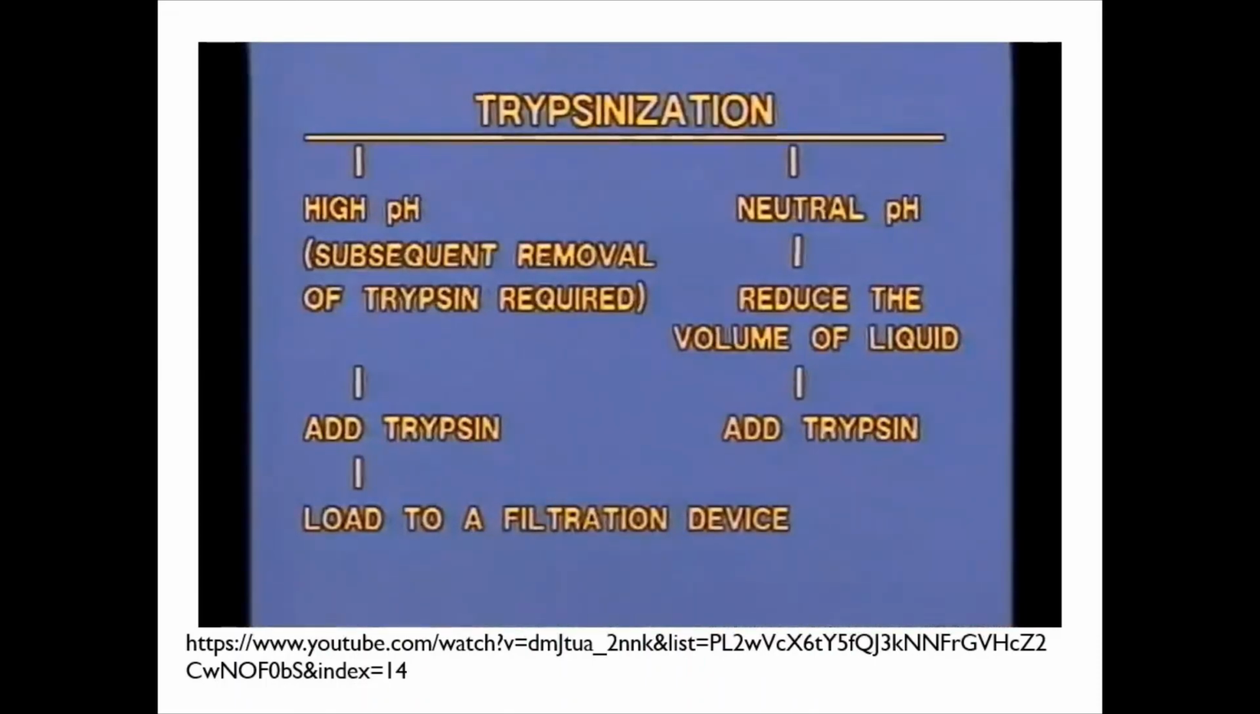How trypsinization is carried out is dependent on the pH of trypsin treatment and on whether it is necessary to remove trypsin afterwards. If a sufficient dilution can be achieved in the subsequent cultivation stage and the pH is neutral, then the trypsinization can be carried out in the original flask or a test tube.